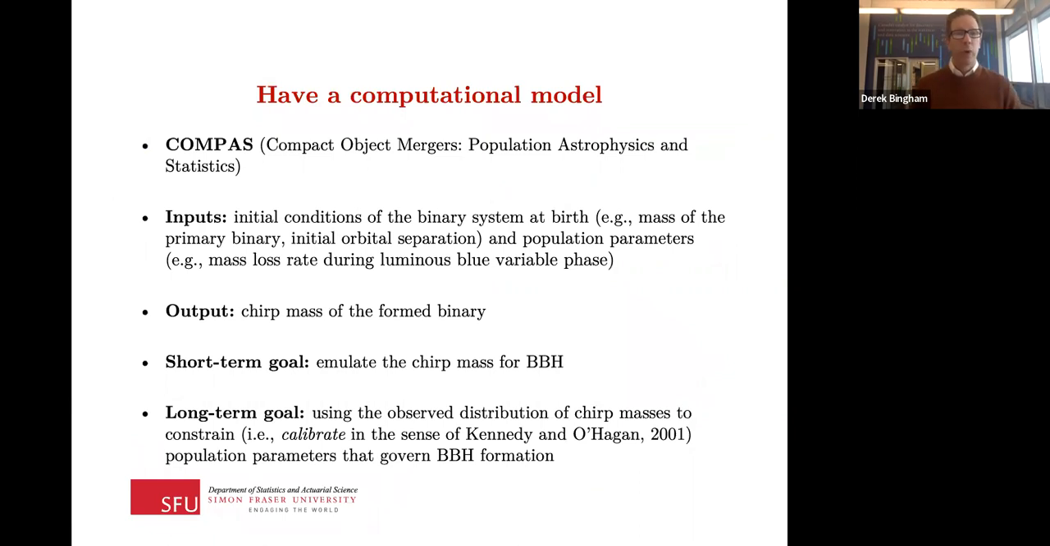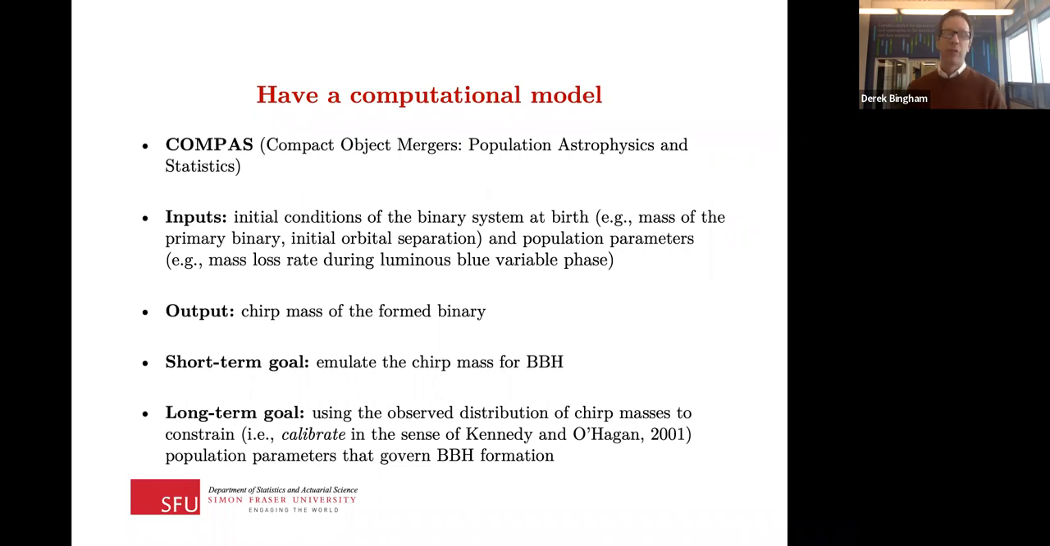Okay, so what do we have? We have a computational model. This is the COMPAS model, and the inputs to the model have to do with the initial conditions of the binary system. So you've got the mass of the larger star, which we'll call the primary, and of course the secondary star, the smaller of the two. You also have the initial orbital separation, and population parameters and so on. So there's a number of parameters that describe the initial state of the system.